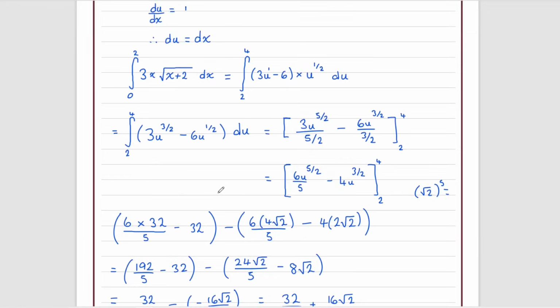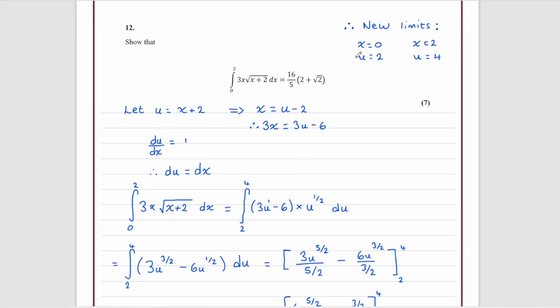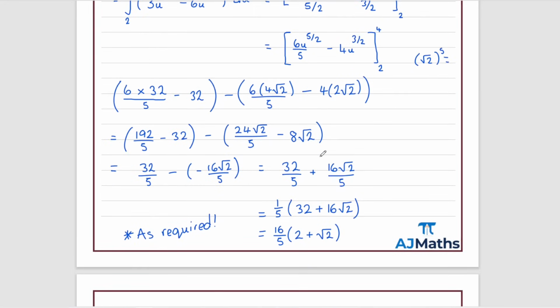Okay, so like you can see, there's a bit of work involved with that. We're not really showing where we're starting with it. But these types of questions are quite common, so just make sure you're familiar with these types of integrals and where to begin. But there we have it. So that is the solution there to question 12.